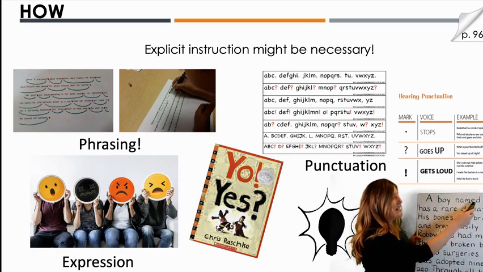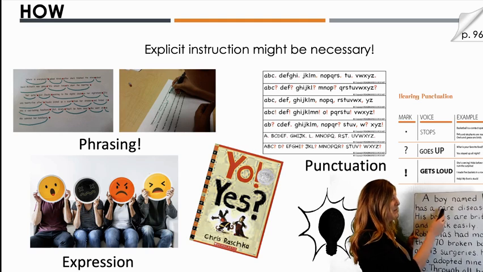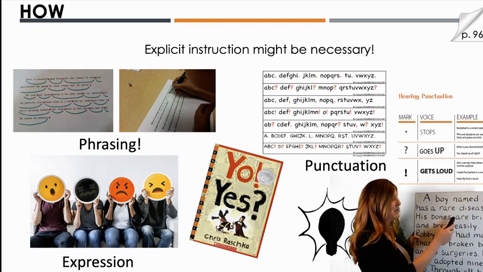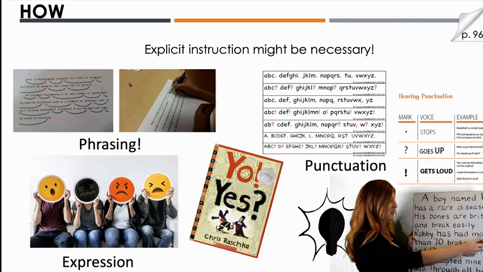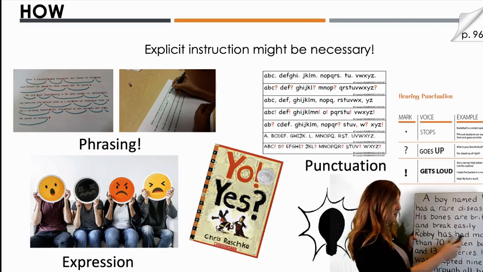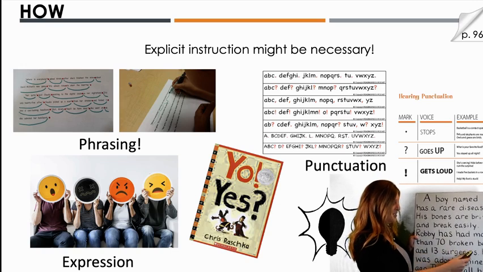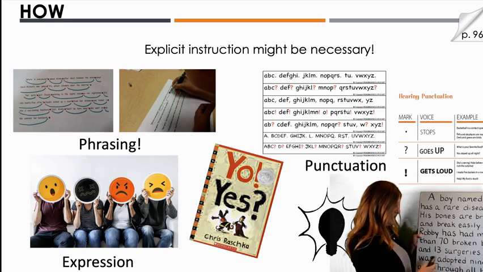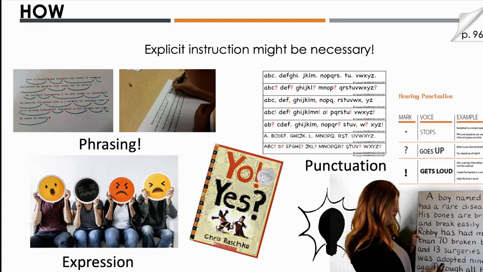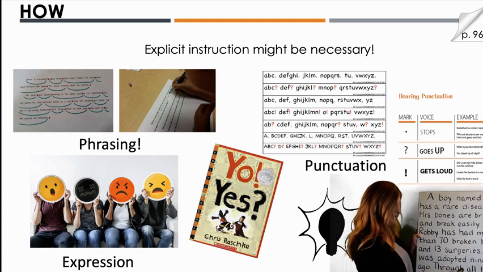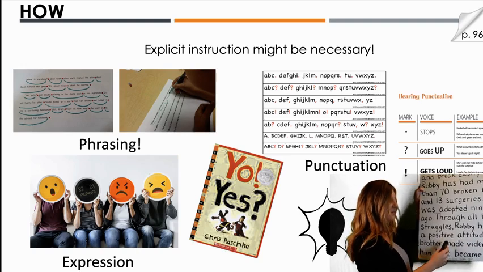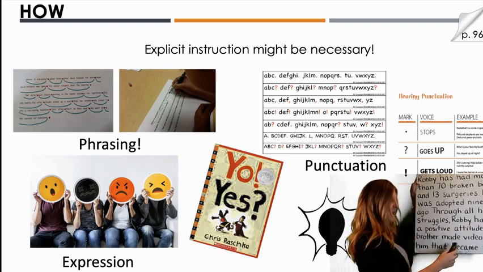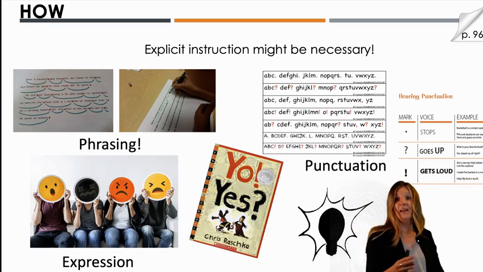A boy named Robbie has a rare disease. His bones are brittle and break easily. Robbie has had more than 70 broken bones and 13 surgeries. He was adopted at 9 years ago. Through all his struggles, Robbie had a positive attitude. His brother made videos of him that became famous.